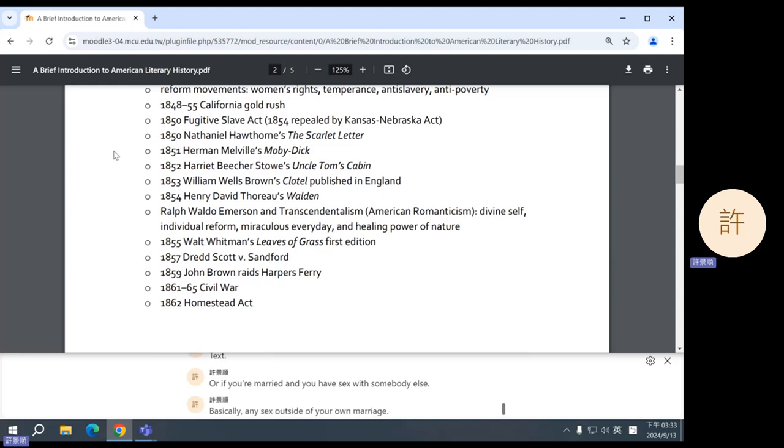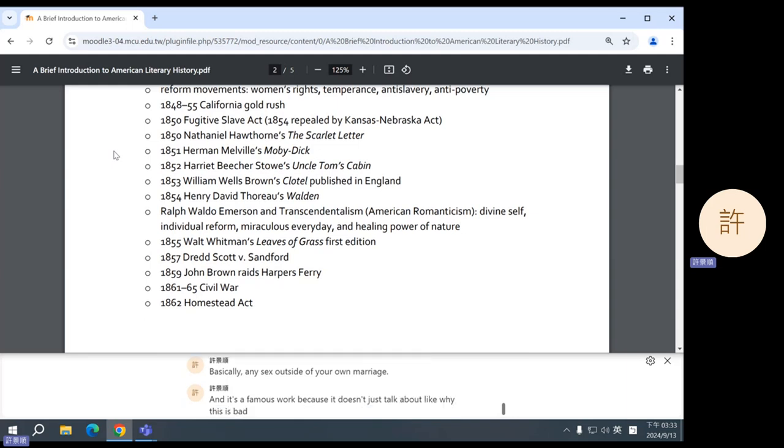And it's a famous work because it doesn't just talk about why this is bad. The novel actually explores the woman's psychology, her experiences, how much she suffers, how much she regrets her decision, or sometimes does not regret her decision, how cruel the society can be toward her, and also the effect on her child. Right. So we're not going to read a whole novel by Hawthorne. We're only reading a short story, but this is his most famous work.